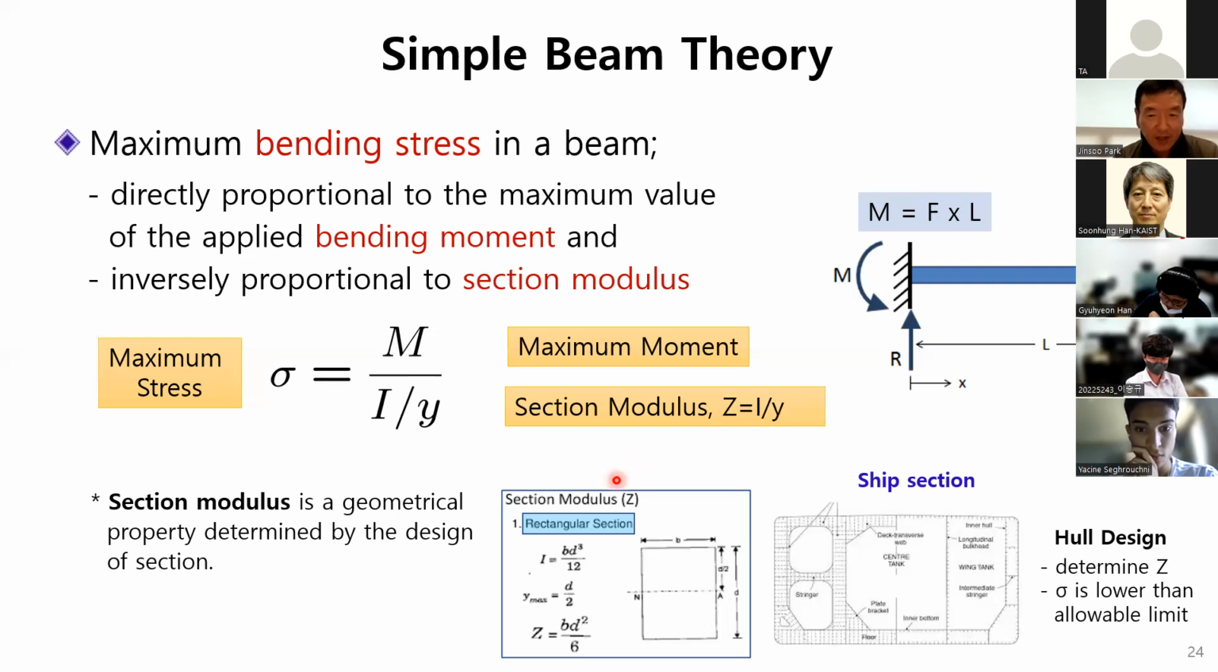Anyway, in reality, the actual ship section is very complicated. So ship designers have to determine simple beam properties from these complicated structures to apply the material property.